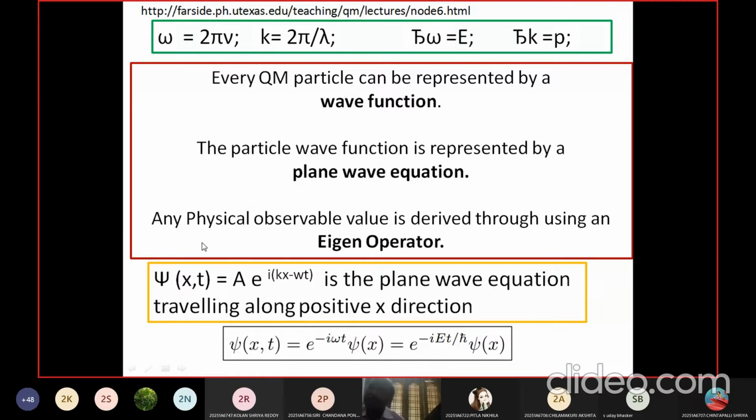Okay, so psi of x comma t is the wave function, but this has to be a plane wave equation. Because it has to be a plane wave equation, the right side tells you what kind of equation it has to be. That is A e to the power of i(kx minus omega t). This is the plane wave equation for a particle traveling along the positive x direction.